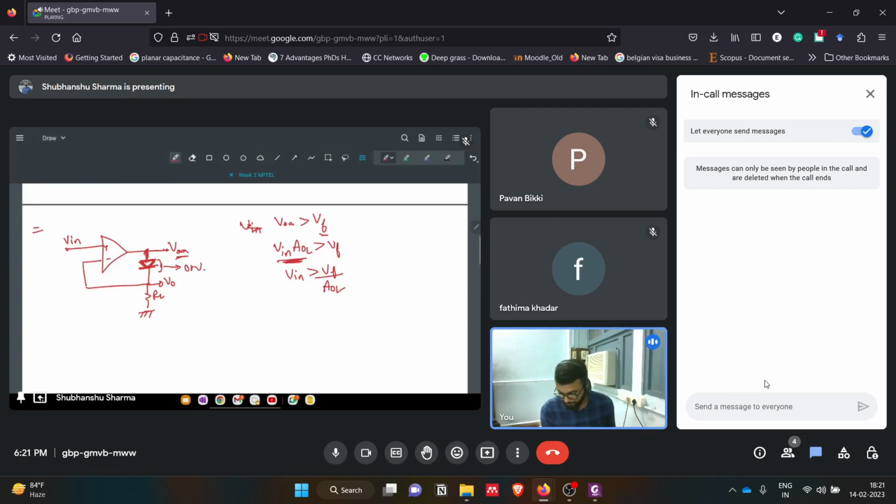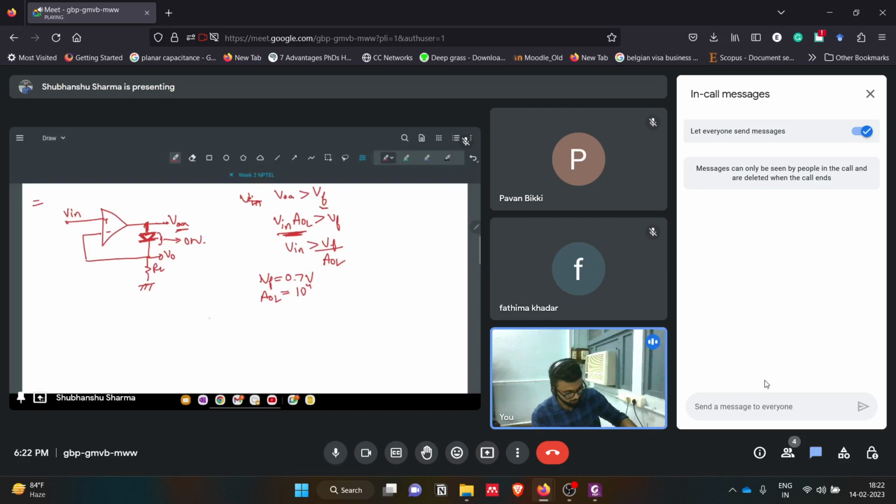For a silicon diode, VF is 0.7 volt. Normally, let's say we take an op amp which has a gain AOL of 10 to the power 4. Then V in should be greater than 0.7 by 10 to the power 4, which implies V in should be greater than 70 microvolt. So if we give a signal which is more than 70 microvolt, then this diode will get short and we can get the output.